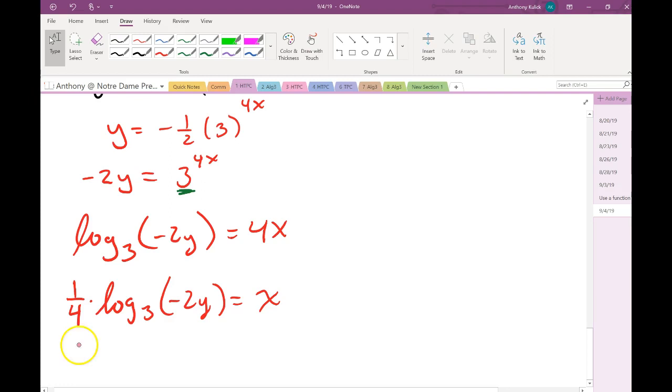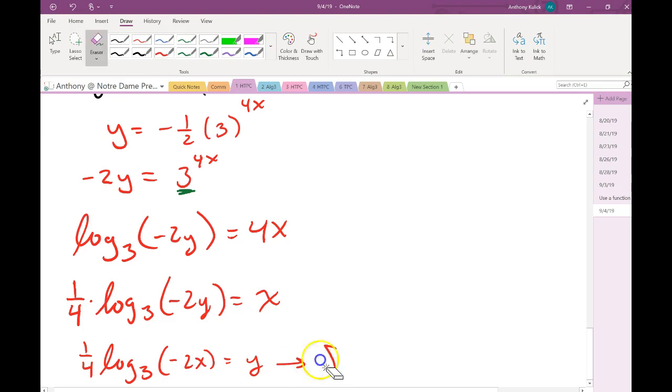And then our last step would be to swap our x's and y's. What did I call this? I think I called it G, right? Yeah.